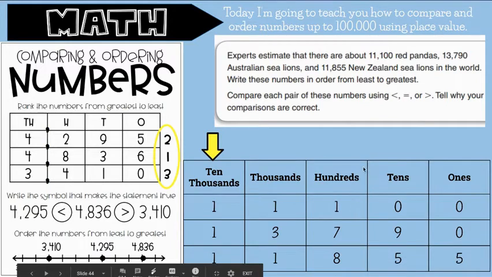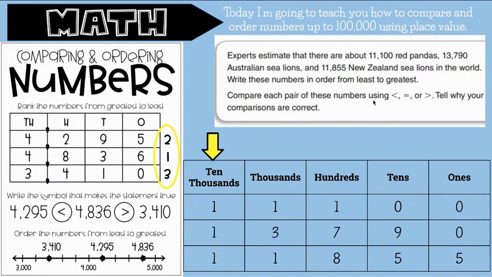I forgot to label them this time, but I did put them in order that they appeared in my text right here. So that should help me too. The next thing I want to do is find this statement: write these numbers in order from least to greatest.